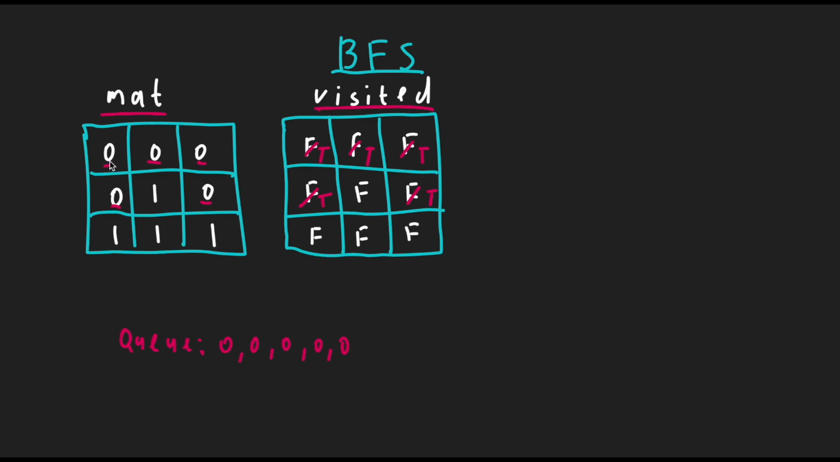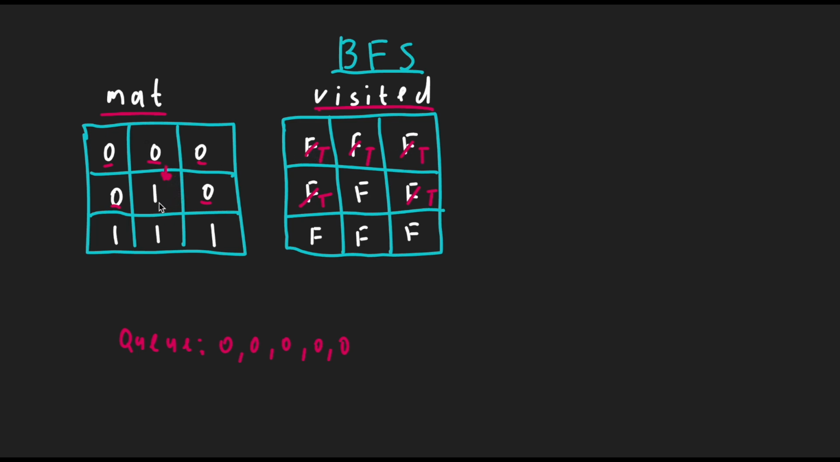For this cell, which cells can we visit? We can visit the cell below and the cell on the right. But we cannot visit those because they are already marked as true, so we go to the next cell. For the next cell, which cells can we visit? The cell on the left, on the right, and the one below. We cannot visit two of them because we have already visited them, and we are visiting only this cell.